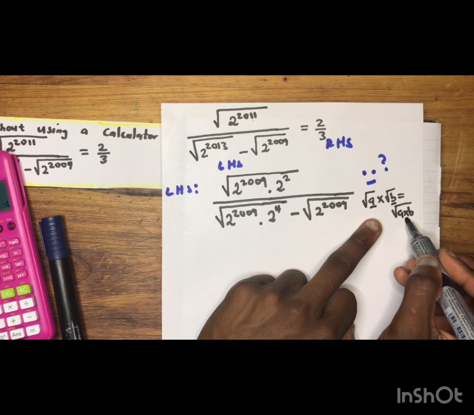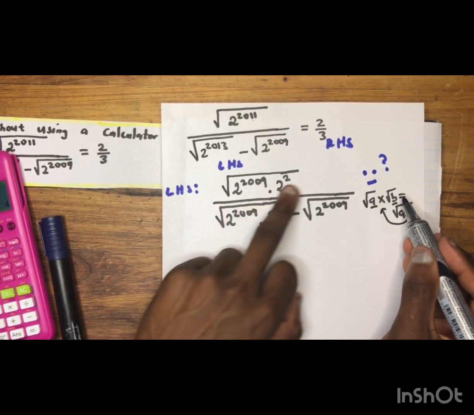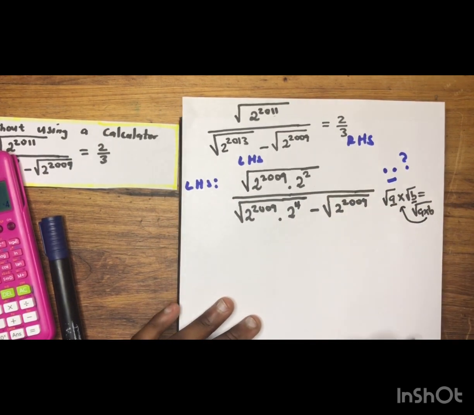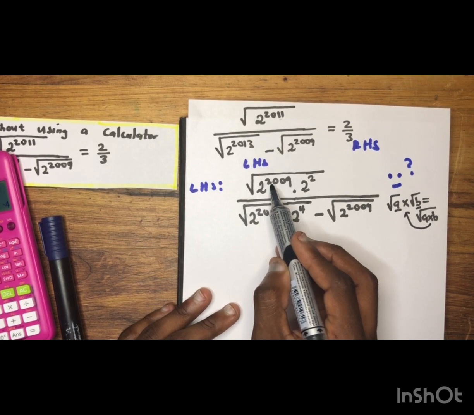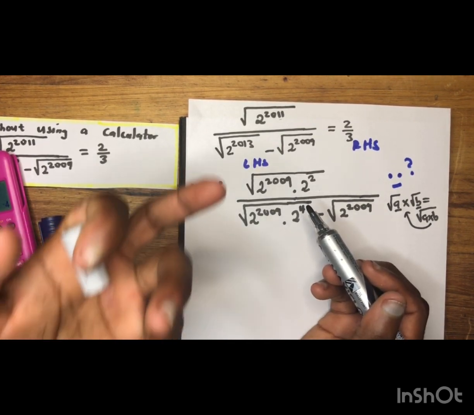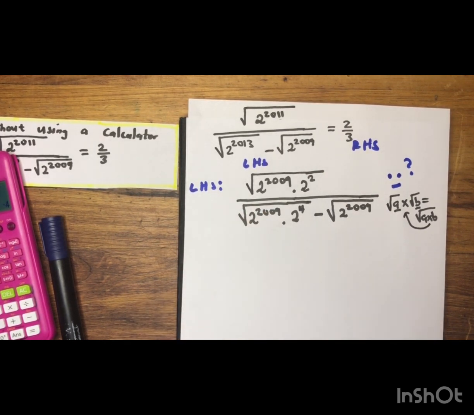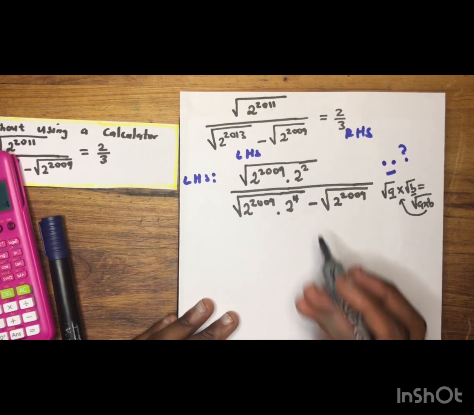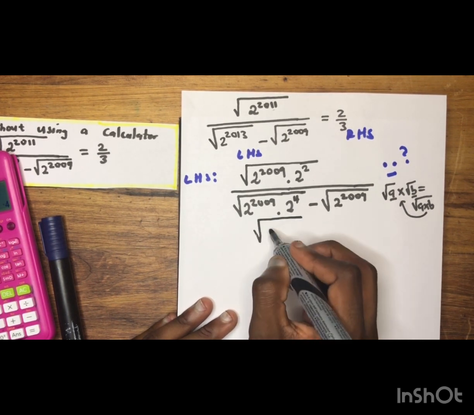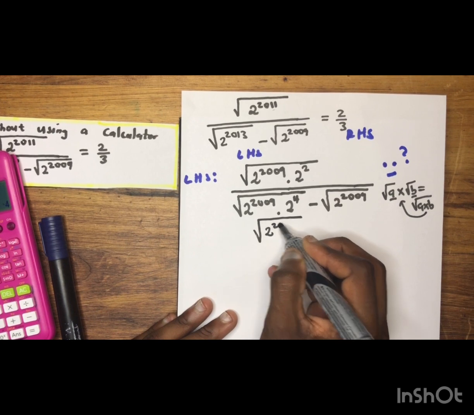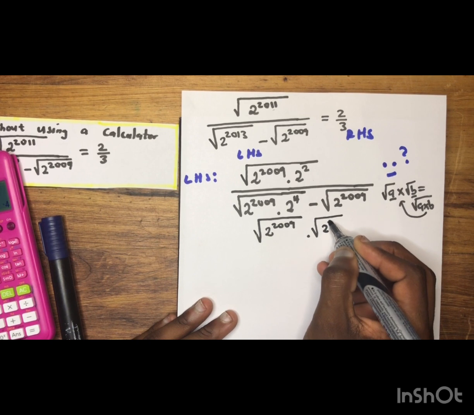But if it is here, you can take it to this step. Now we can see this one. What we have here is not the same, even if we let 2 to the power 209 be x. Now you can see that this one is not the same. So we are going to split this one, guys. We are going to split that we have root 2 to the power 209 times 2 to the power 2.